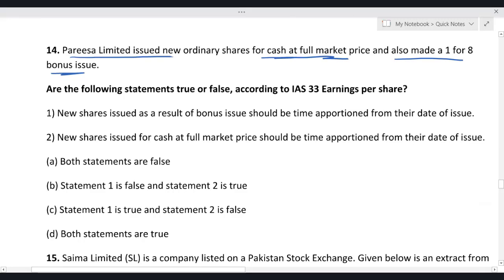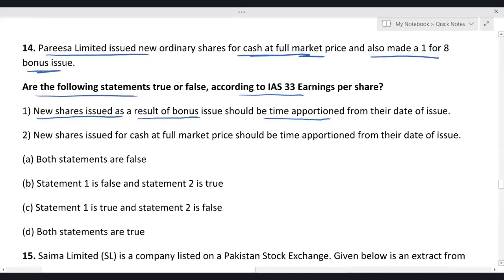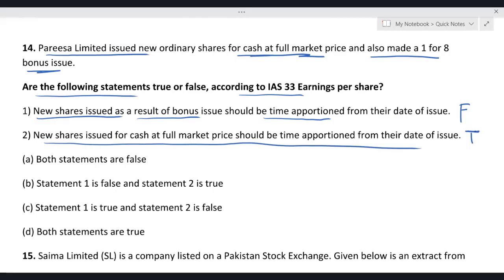Okay. Are the following statements true or false according to IAS 33? New shares issued as a result of bonus should be time apportioned from their date of issue. Can I say false? New shares issued for cash at full market price should be time apportioned. Yes. Except the bonus, all other transactions need to be time apportioned. So both the statements are false. No, statement 1 is false and 2 is true.